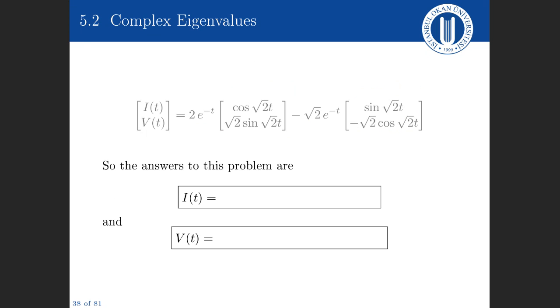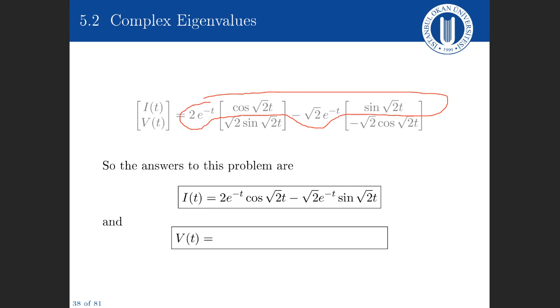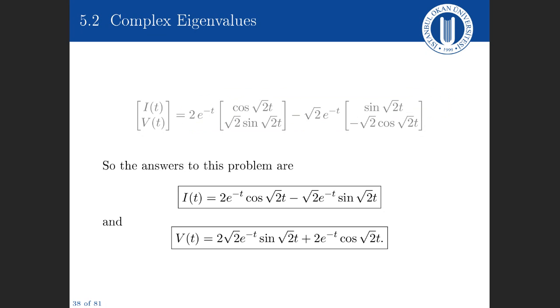Now, there's one more step. The question didn't ask us for a vector solution. The question asked us for two functions, u of t and v of t. So our answer should be what the question is asking for. u of t, we can read off from the top line, is 2e to the power minus t cos root 2t minus root 2 e to the power minus t sine root 2t. And from the bottom line, we can read that v is root 2 e to the power minus t sine root 2t plus 2 e to the power minus t cos root 2t.